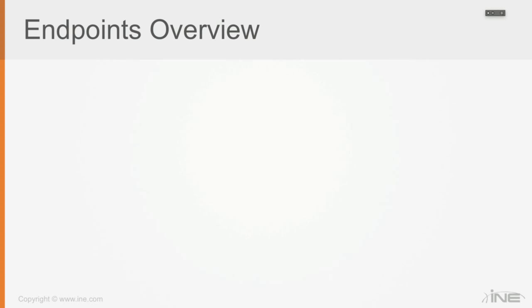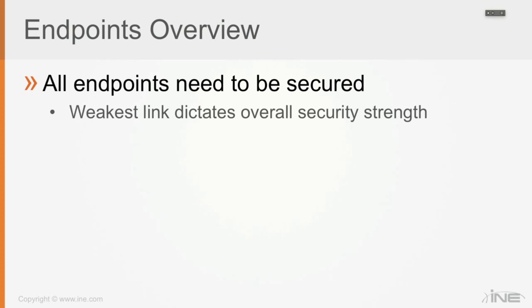So pretty much, if you want to provide security in your network, it means that all endpoints need to be secured. And of course, I'm not speaking about server security, that's not the topic, but about whatever user devices you connect to the network, like laptops, desktops, mobile phones, tablets, printers, IP phones, video conference systems. Everything needs to be secured, because the weakest link dictates the overall security strength.